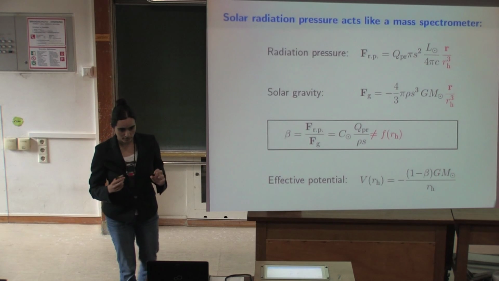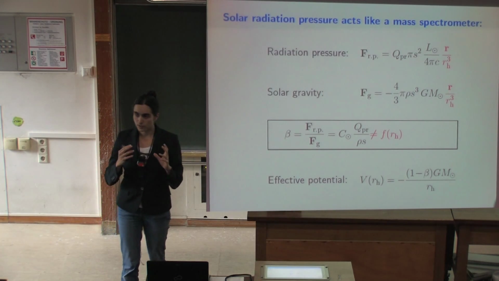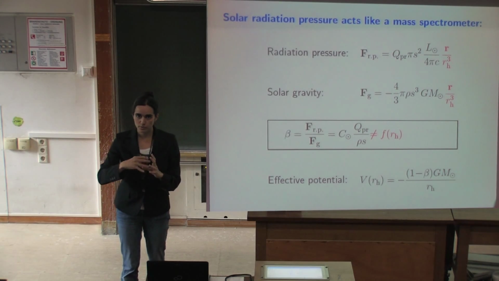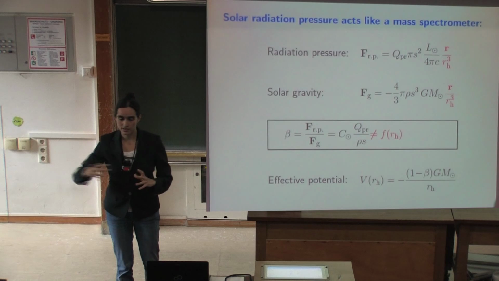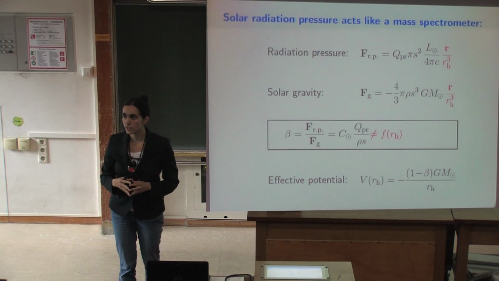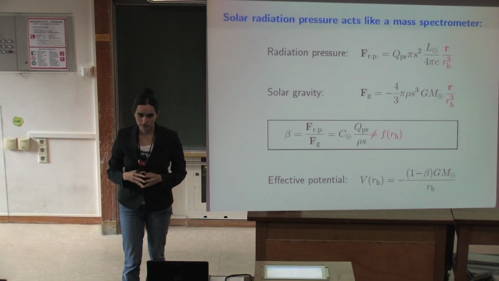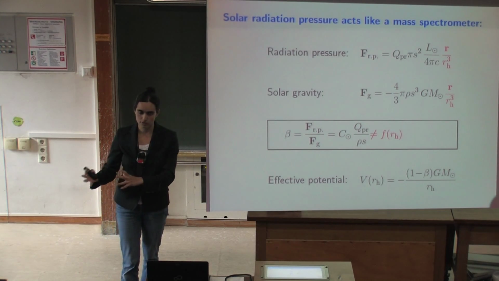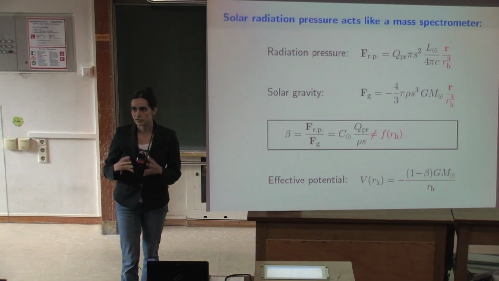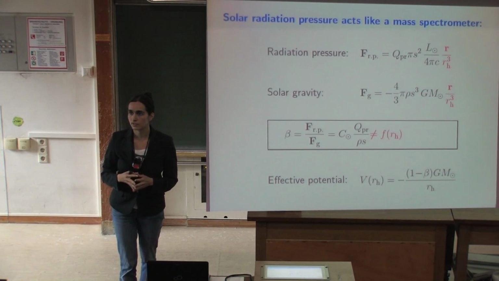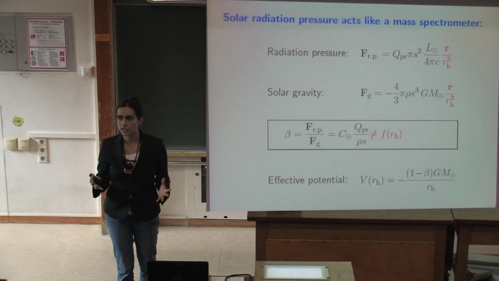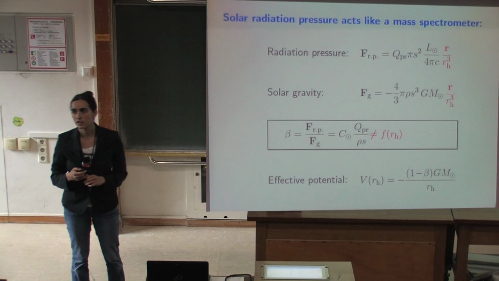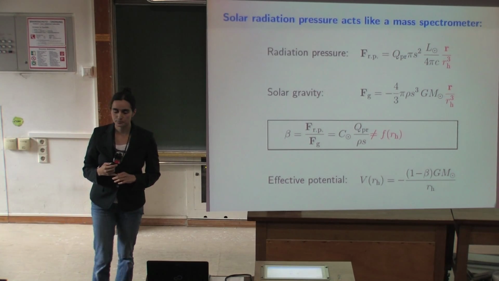And this means that basically the radiation pressure acts on dust like a mass spectrometer. Small particles are blown away very quickly, whereas large particles stay close to the nucleus on longer time scales. And to describe the motion of dust particles under gravity and radiation pressure, we can write down an effective potential. It's still the central potential, it has the same form as the gravitational potential, but the gravitational constant is reduced by this beta parameter.